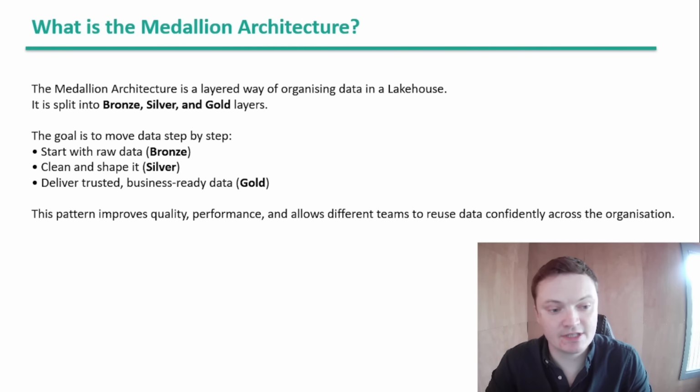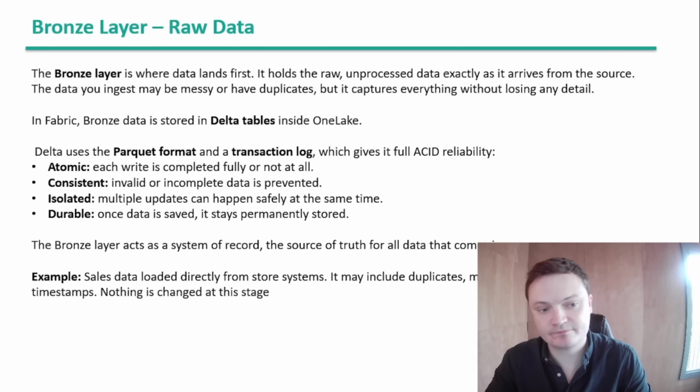The first is the bronze layer, where you start with raw data. In the silver layer, you clean and shape this data, and in the gold layer, you deliver trusted business-ready data. This pattern improves quality, performance, and allows different teams to reuse data confidently across the organization.